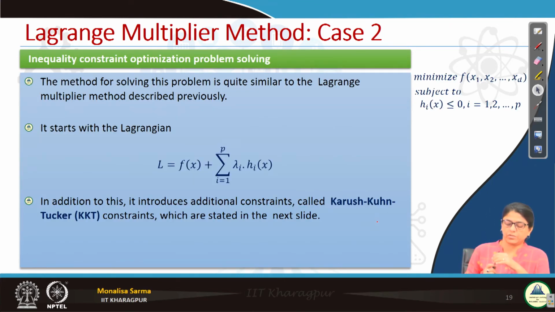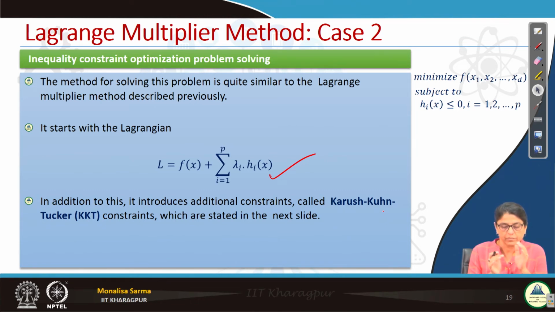Now, the inequality constraint is a bit more complex than the equality. How? It is not difficult. The method of solving this problem is quite similar to the Lagrangian multiplier method described previously. Here it starts with the same Lagrangian, as earlier; nothing is different till now. But in addition we use some additional constraints which we call KKT constraints. This is the Karush-Kuhn-Tucker constraint, in short called KKT constraint.